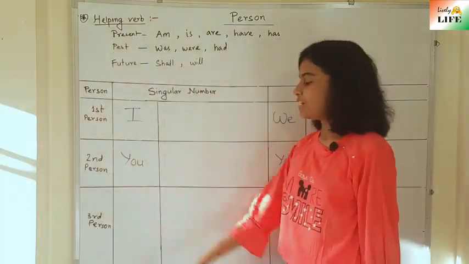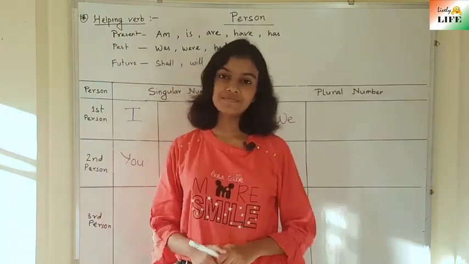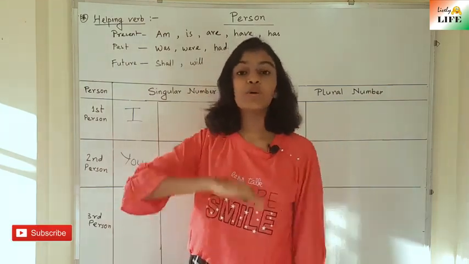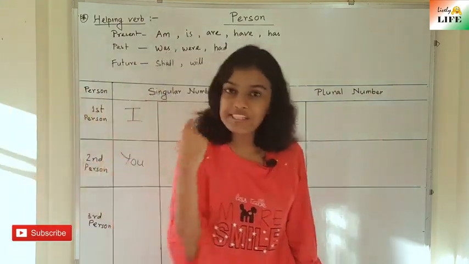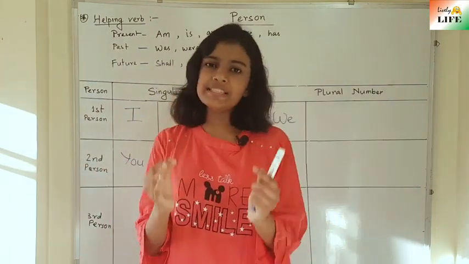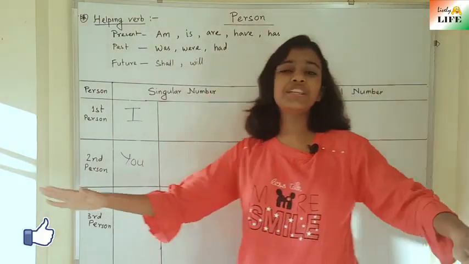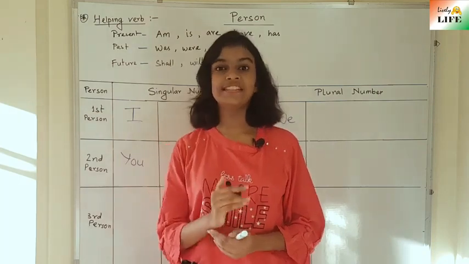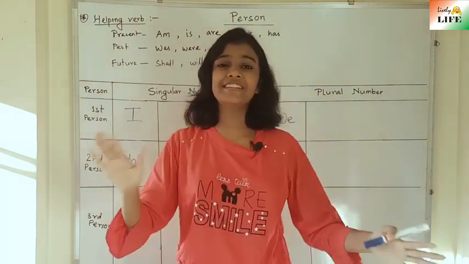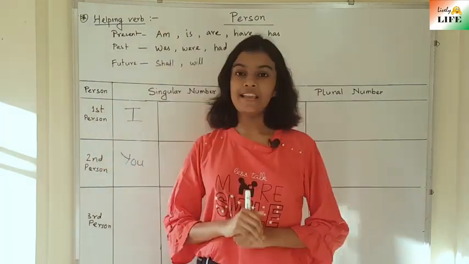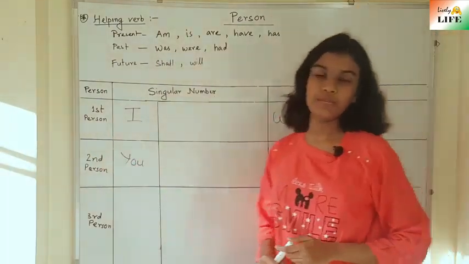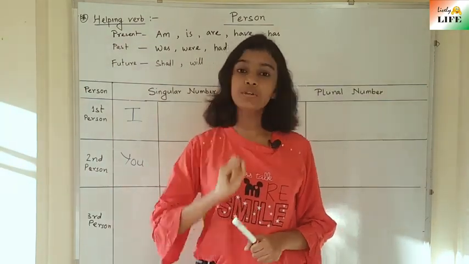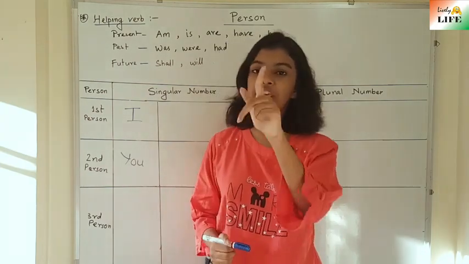Done. Now the last one is third person. In third person, not me, not you, I'm talking about someone else, who is not involved in this conversation. Basically, except I, we and you, everything else is third person. He, she, it, they, Rita, Rahul, anything else is third person. Now comes the singular and plural number. First is he. He is what? We are talking about a particular boy, so it is one person, so he is singular.